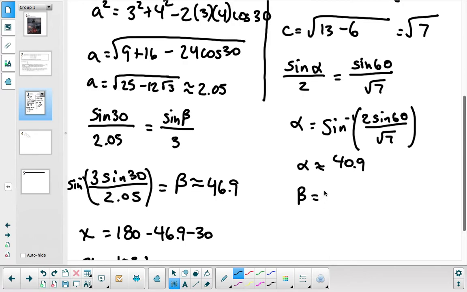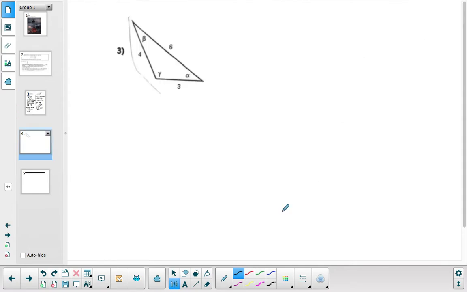And then finding beta, you're going to take the two angles that you know and subtract them from 180. That's 100.9, so that should be 79.1. Okay, so again, label your triangle, you're done with that one. No real tricks here. Very similar to the unambiguous cases of law of sines. You just have to go through the motions and get all of them.